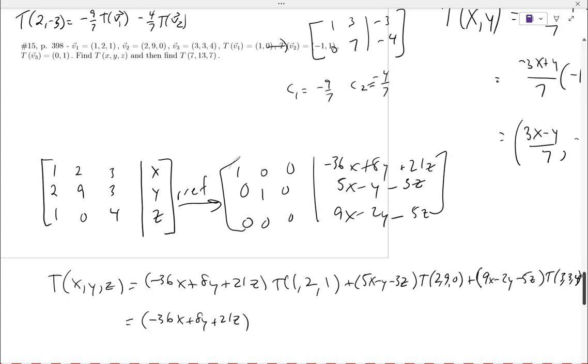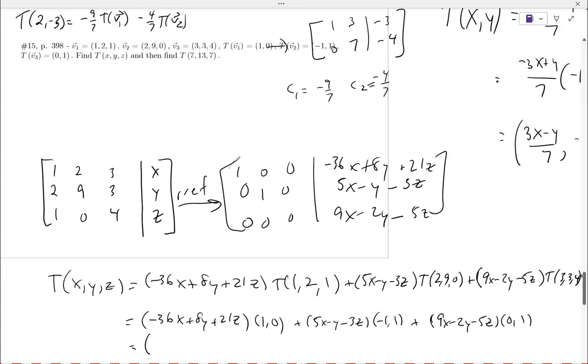The output for the first vector is 1, 0. The output for the second vector is negative 1, 1. And for the third vector, is 0, 1. And now it's just a matter of combining the vectors.